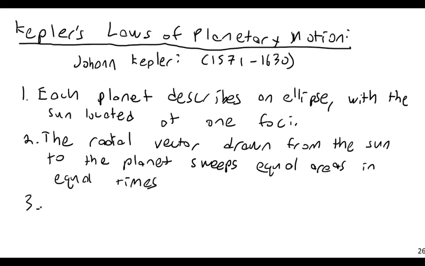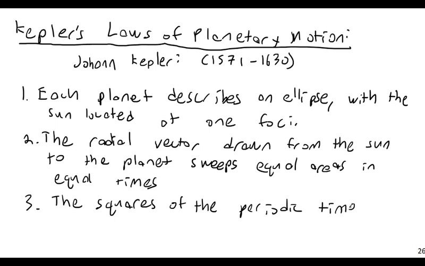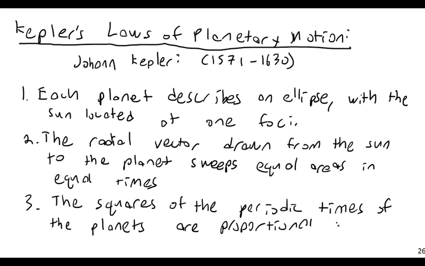And third, the squares of the periodic times of the planets, or basically the orbital periods of the planets, are proportional to the cubes of the semi-major axes of their orbits.